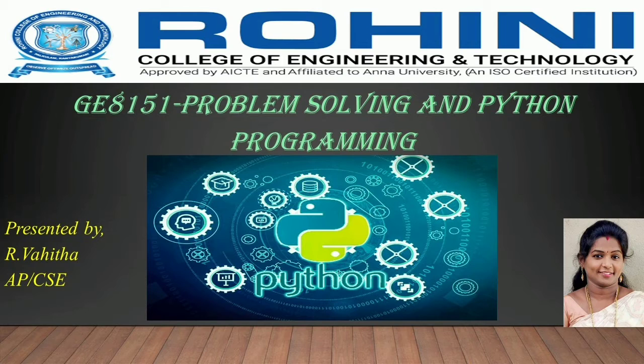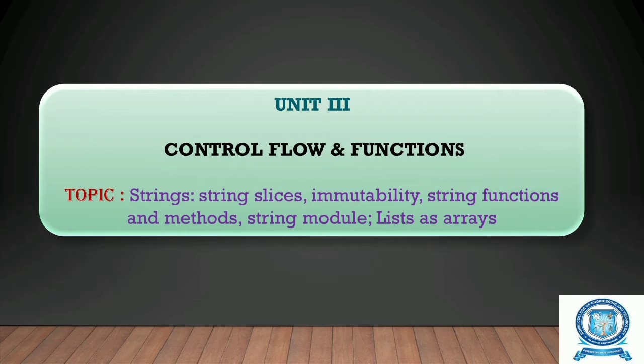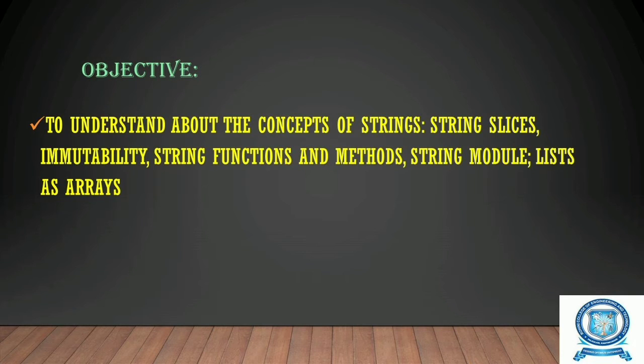I am here to explain a few concepts of the subject GE 8151, Problem Solving and Python Programming. We are discussing Unit 3, that is Control Flow and Functions. The topics explained here are strings, string slices, immutability, string functions and methods, string modules and list as arrays. The objective of learning this topic is to understand the concepts of strings, string slices, immutability, functions and methods used in strings, string modules, and list as arrays.